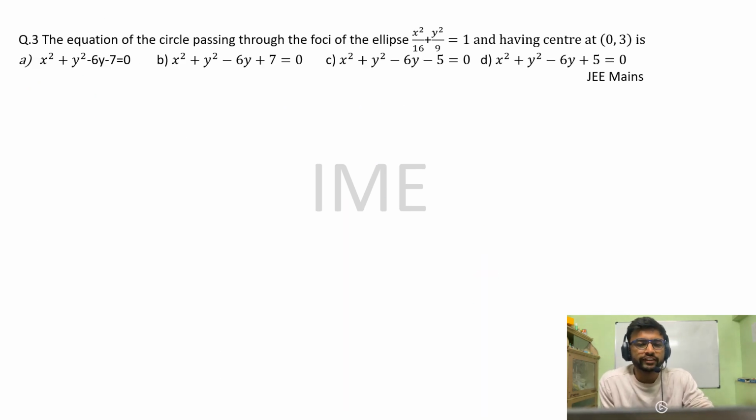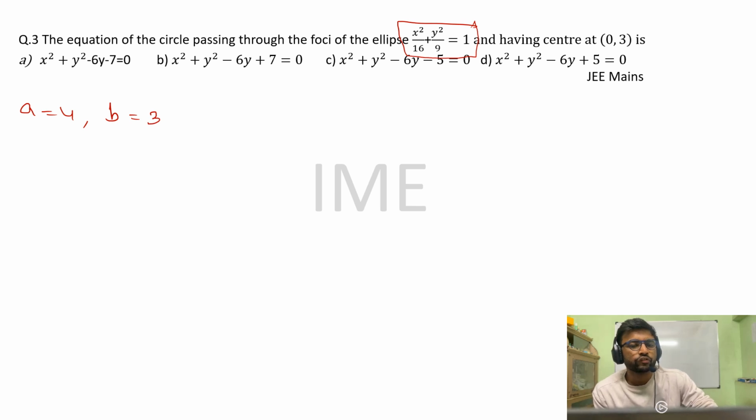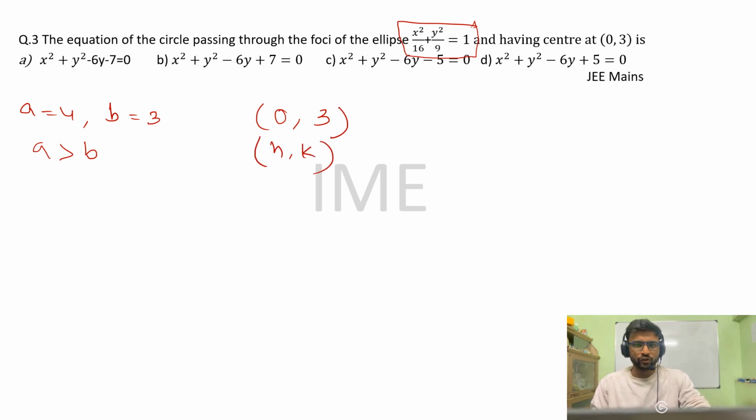Okay. See, this is the question. The equation of the circle passing through the foci of the ellipse. From the given ellipse, we can say that A is 4 and B is 3. So this is an A greater than B type ellipse, and the center of the circle is 0 comma 3. It means H comma K is 0 comma 3.